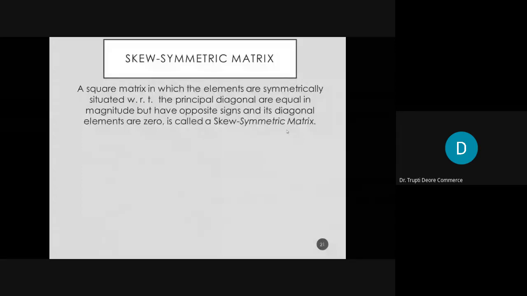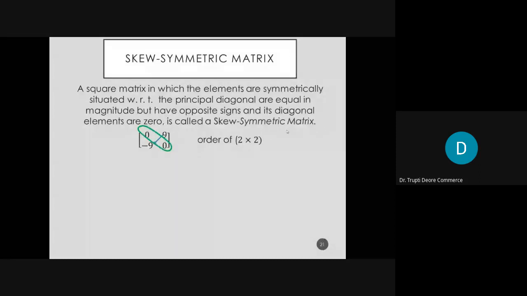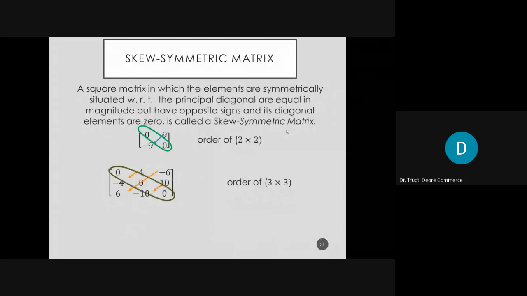So let's see the example now here. 9, minus 9, right? It's a 9, but the reverse element is minus 9. And the diagonal elements will be 0, 0. This one, 3 by 3 order, see, 4, minus 4. It's a minus 6, the second will be plus 6. Here 10, it's a minus 10. And the diagonal elements will be 0. Here 1, minus 1, 9, minus 9, 2, minus 2. So signs are changed and the diagonal elements are 0. It is called as a skew symmetric matrix.